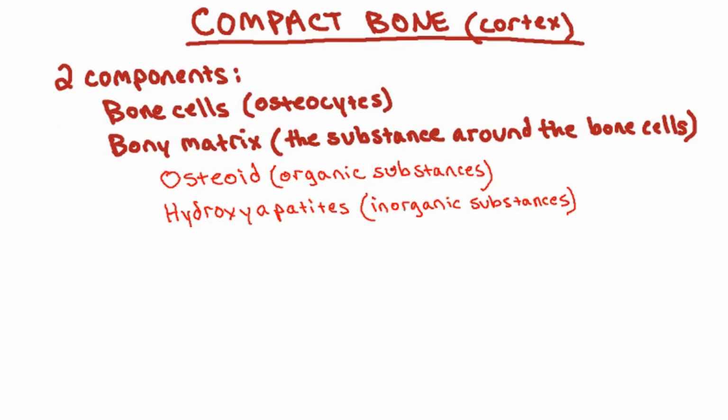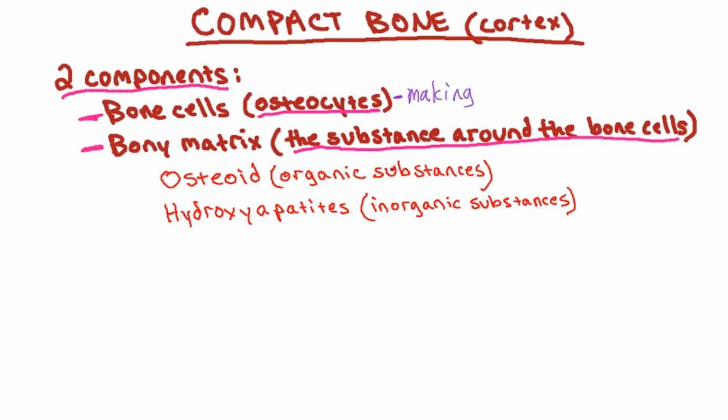Now in that compact bone, the pink part of the bone that I was showing you, there are two major components. There are the bone cells, which are called osteocytes, and there is the bony matrix, which is pretty much all of the stuff that goes around the osteocytes. Now the bone cells, the osteocytes, are responsible for making the bony matrix around them.